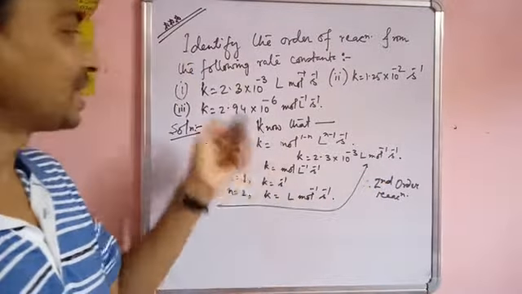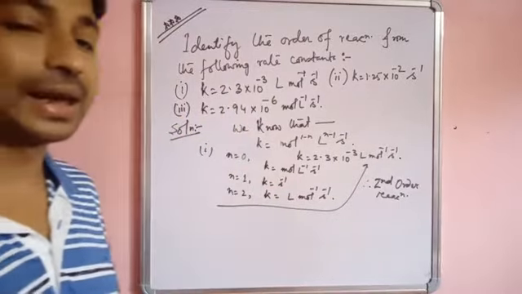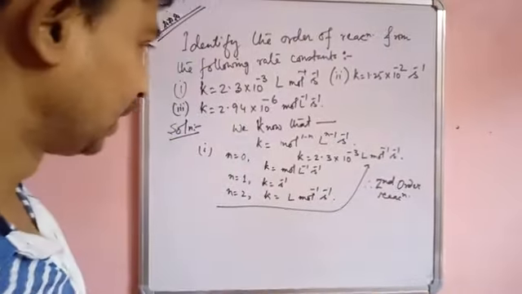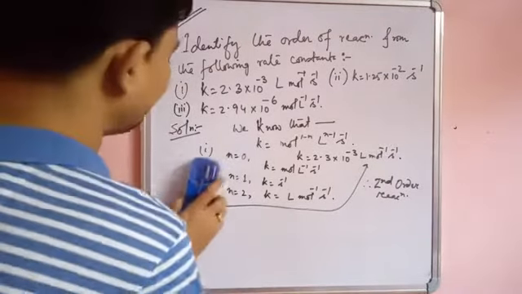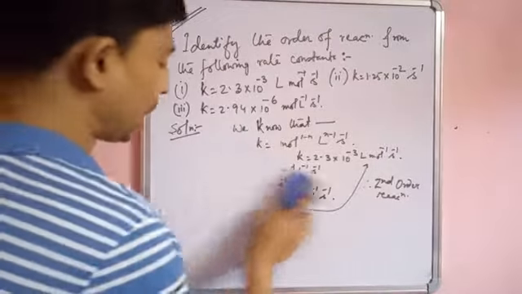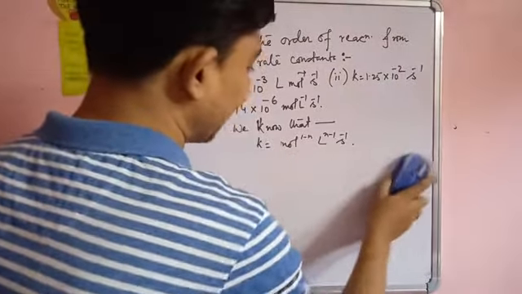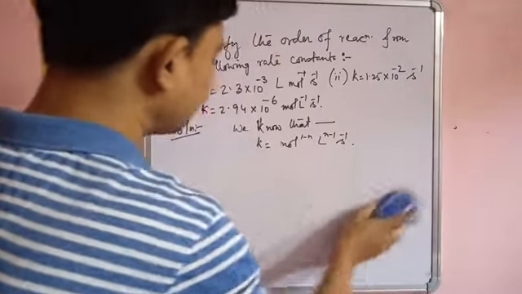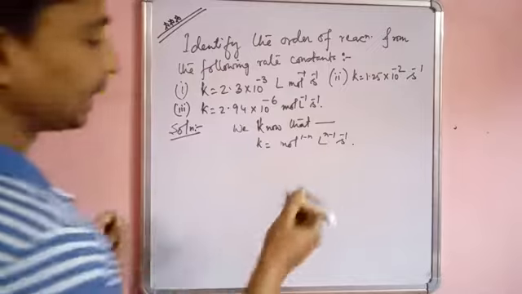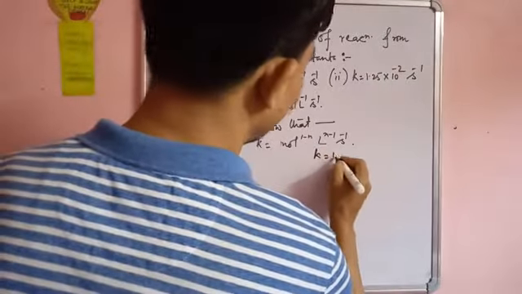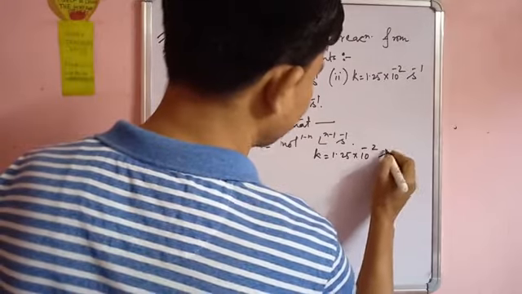So it means that the first equation, or the first question, is an example of a second order reaction. Similarly, we can solve the second one and the third one also. So how will we solve? Let's see. For the second one, the value of k is given: k is equal to 1.25 into 10 to the power minus 2 per second.